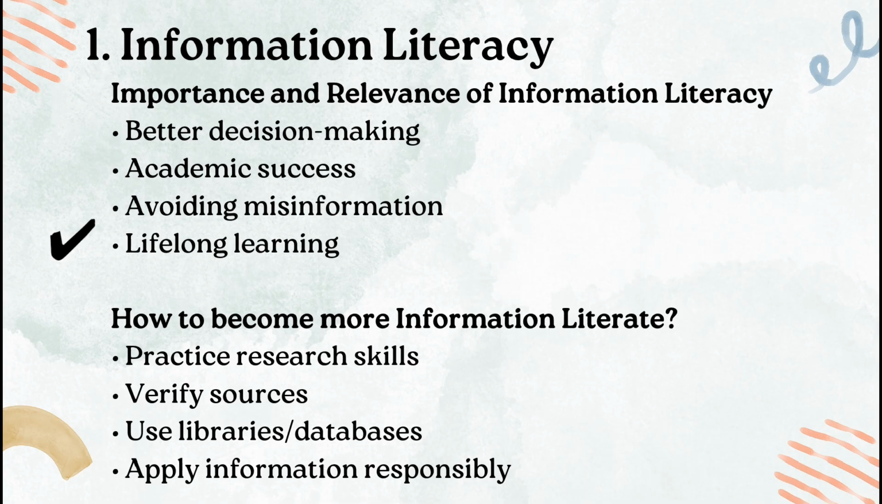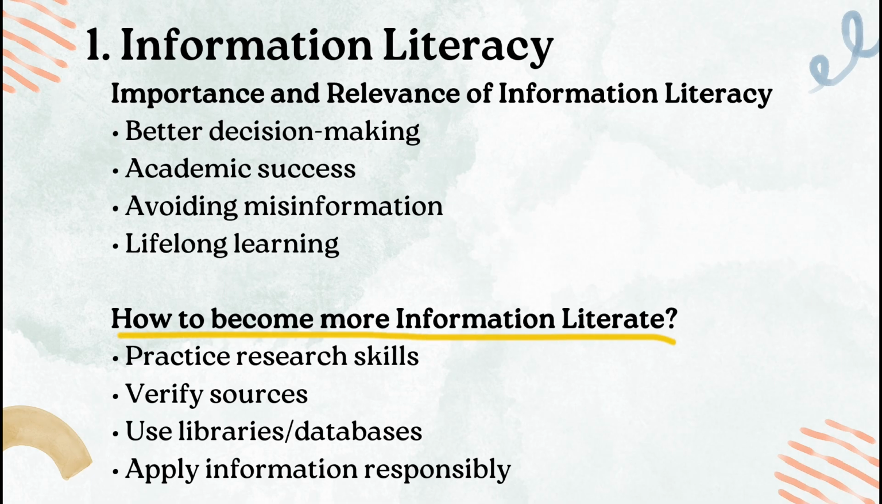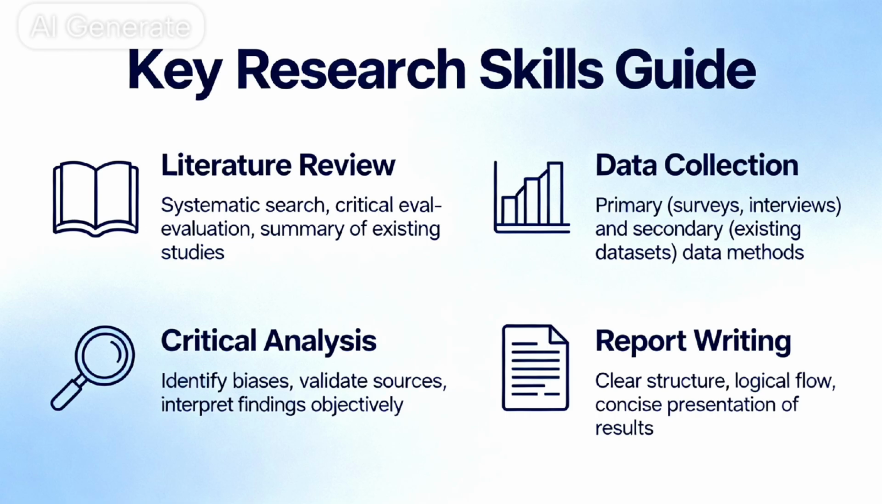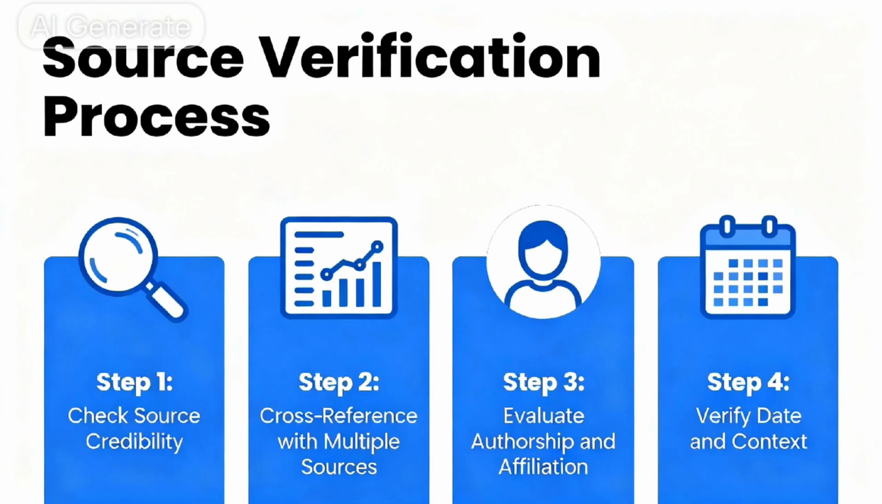And last, lifelong learning. Information literacy equips you with the skills to continuously learn and adapt to new information throughout your life. How to become information literate? First, practice research skills. Develop strategies for finding relevant information efficiently. Second, verify sources. Check the credibility and authority of information sources.